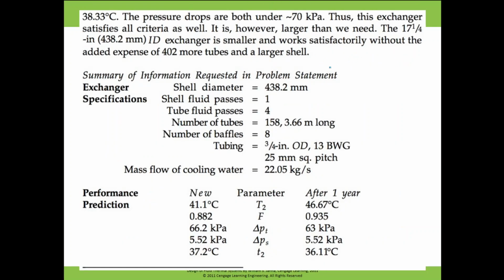So this is the summary of information: the shell size, the fluid passes, the tube passes and the shell passes. This is always one shell in our problems, and this is 4 passes, and the number of tubes, the number of baffles, the tube specification, the mass flow rate for the cold fluid, and the temperatures. The T2 comes out to be 36.11, and the other T2 comes out to be 46.66, and the pressure drop is well within the 70 kilopascal. Okay, so here we complete this solution.